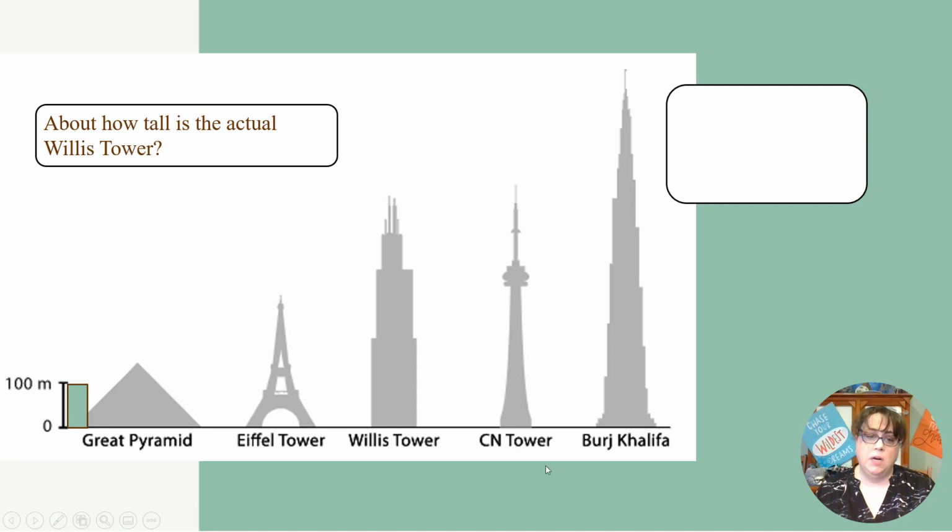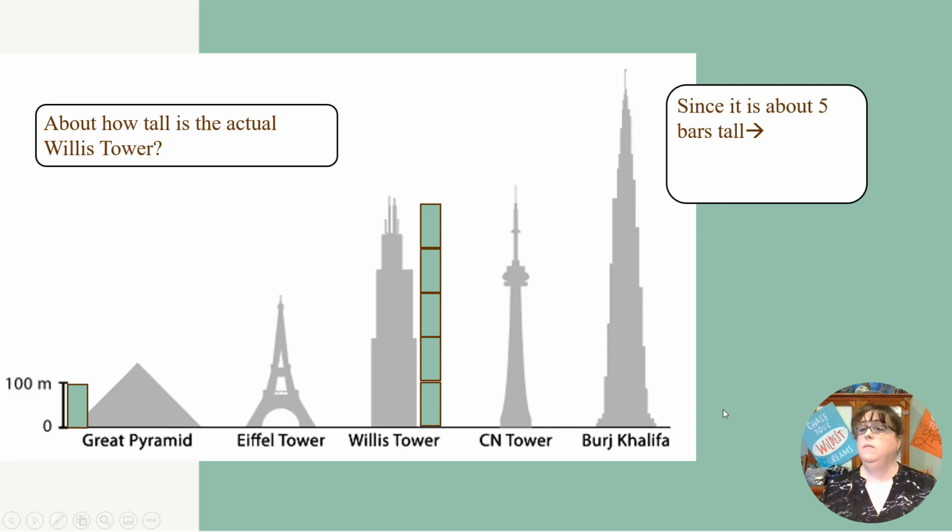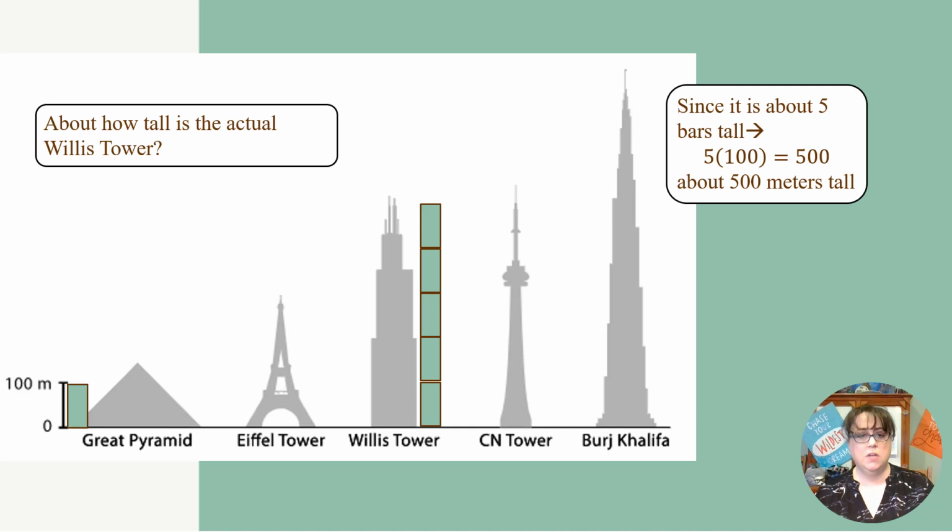So I took my bar, and now I know how big my bar is, and I copied it, and I'm going to mark up Willis Tower with however many bars I have. So I have 1, 2, 3, 4, 5 bars gets me to the top of Willis Tower. I know each one of these bars is 100. So I have 100, 200, 300, 400, 500. Because it's 5 bars tall, 5 times 100 is 500. So Willis Tower is about 500 meters tall.